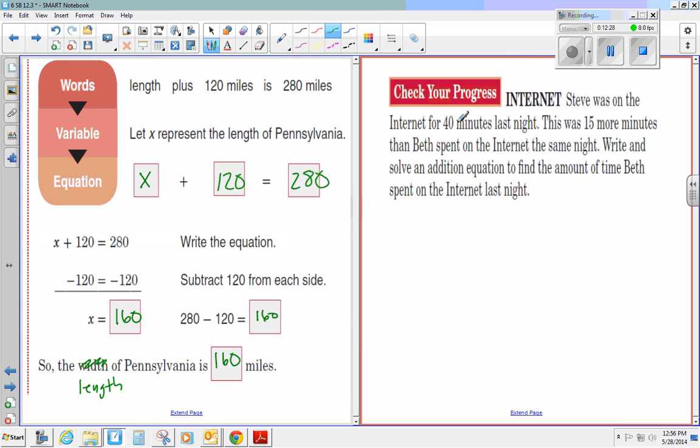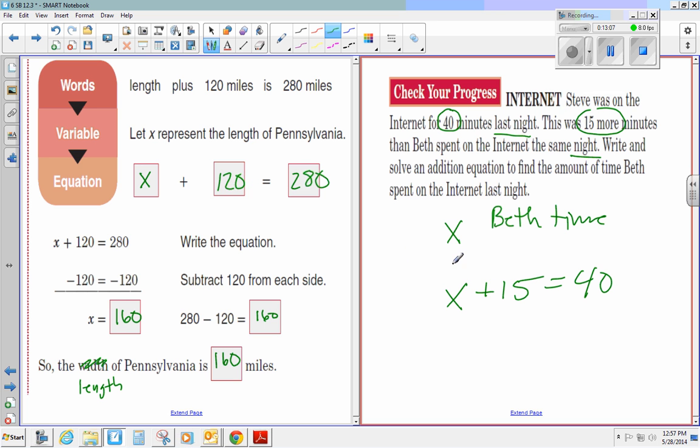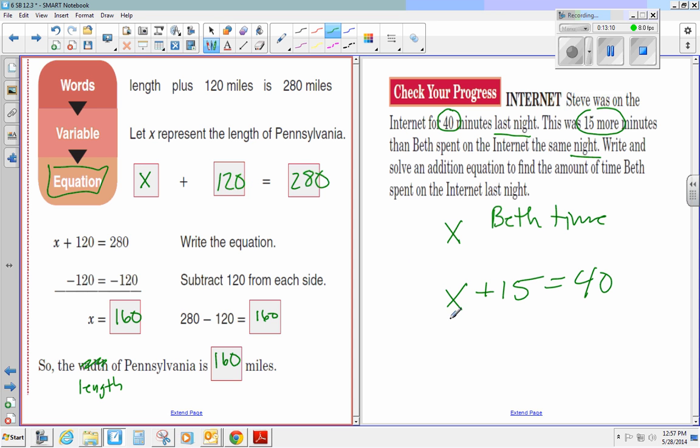All right, let's write a variable for this. Steve was on the internet for 40 minutes last night. This was 15 more minutes than Beth spent on the internet the same night. Write and solve an addition equation to find the amount of time Beth spent on the internet. So, the variable x is going to be Beth's time. So 15 more minutes than Beth. If Beth's time is x and it was 15 more minutes, x plus 15 is Steve's. So I've written my equation. Here's my equation: x plus 15 equals 40.